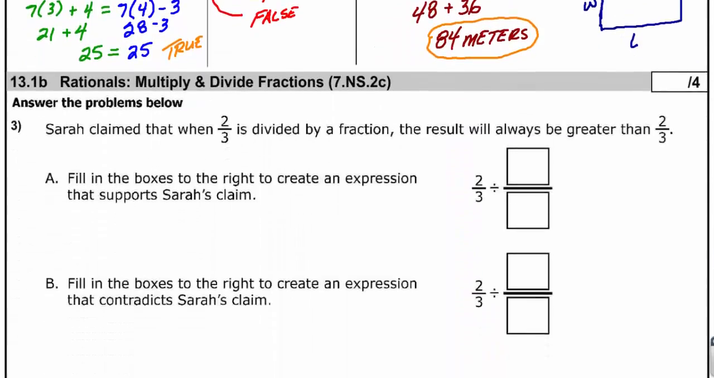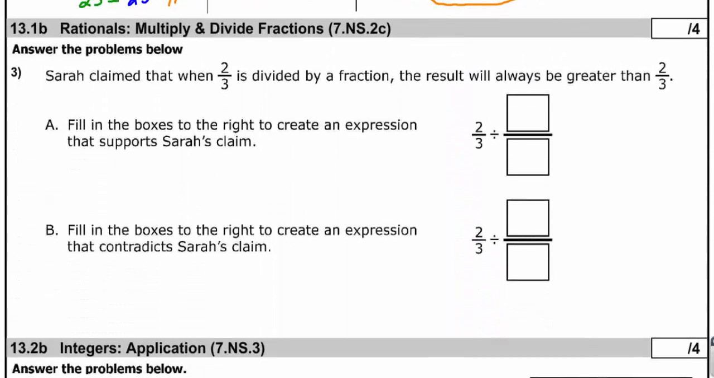All right. Moving on down to problem number 3. So Sarah makes a claim. Sarah claims that when 2/3 is divided by a fraction, the result will always be greater than 2/3. So the claim Sarah's making is this. You multiply 2/3 times a fraction, and your answer is going to be bigger than what you started with. It's going to be bigger than the 2/3 you began with.